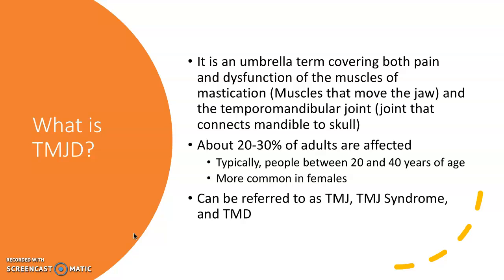So what is TMJD? It is an umbrella term covering both pain and dysfunction of the muscles of mastication, which are the muscles that move the jaw, and the temporomandibular joint, which is the joint that connects the mandible to the skull. The people who are most affected by this are typically between the ages of 20 and 40, and it usually affects about 20 to 30% of all adults, but it is most common in females. And as I already said, it can also be referred to as TMJ, TMJ syndrome, and TMD.